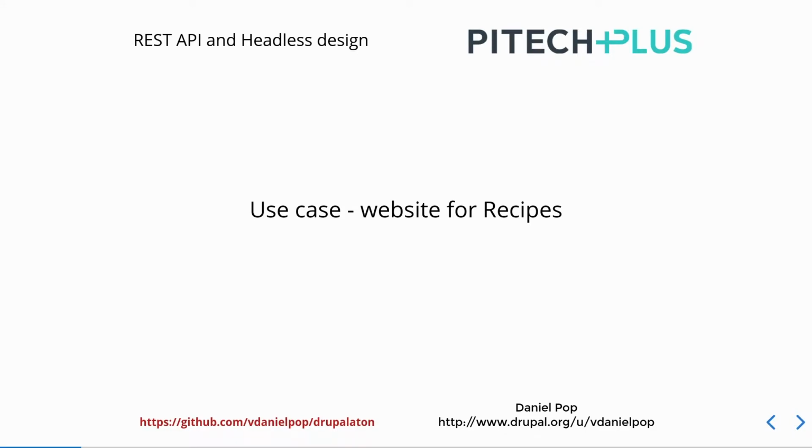Okay, so this is the use case. The client comes and says, well, I have a website that has some cooking recipes, and he wants to switch it to a front-end framework. So therefore, he needs a backend application as a provider for the REST endpoints. Usually when this happens, there are two ways of doing it.